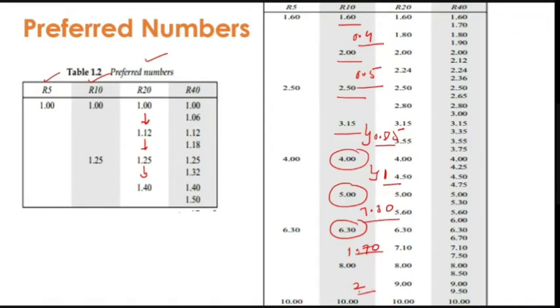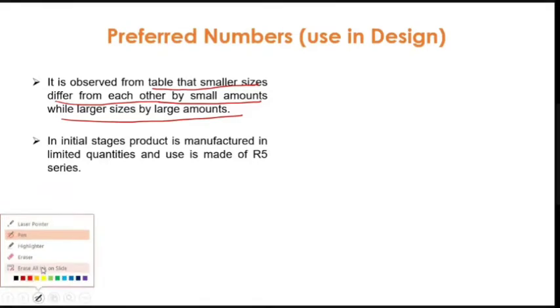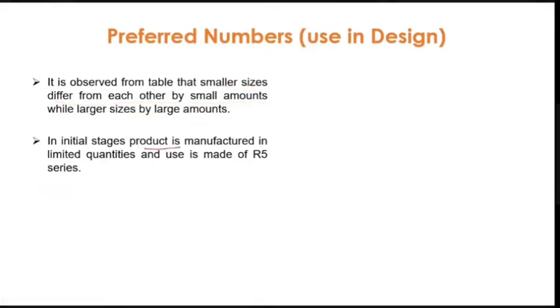This is the beauty of this preferred number series, right? So that is why we are getting a good, wide range. I hope you understand this. This is the first statement. Next, as I've already explained in the initial stages, a product is manufactured using limited quantities. Means what?